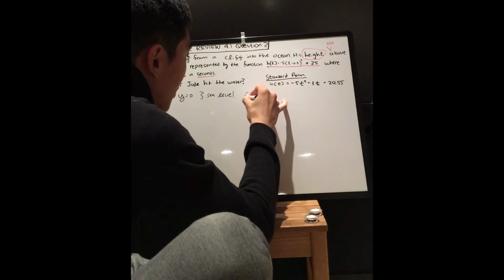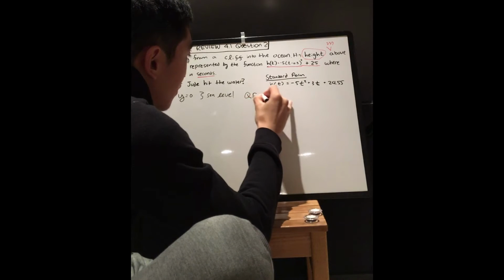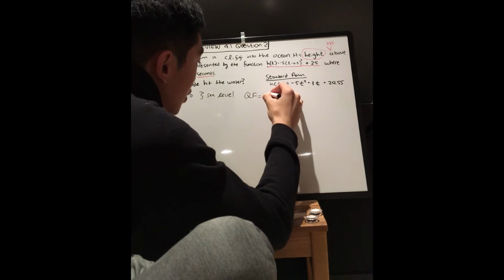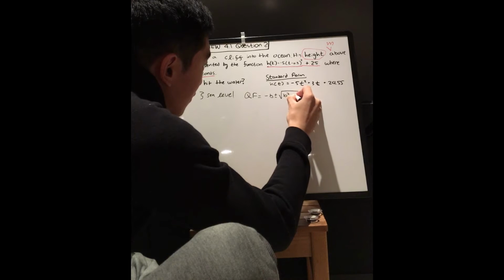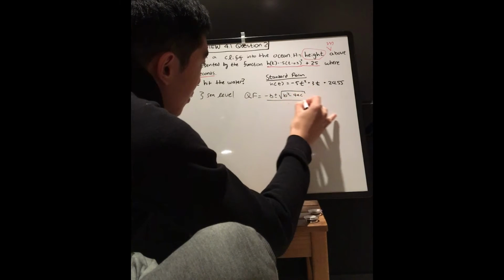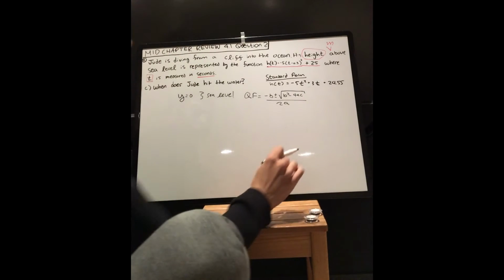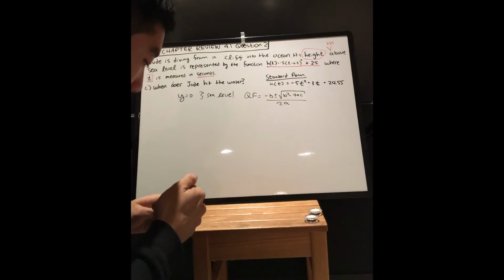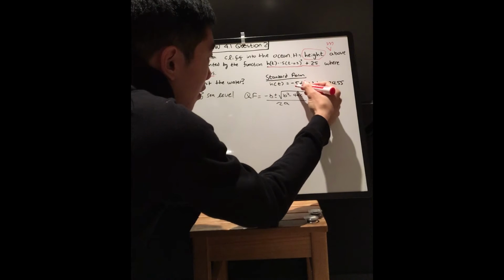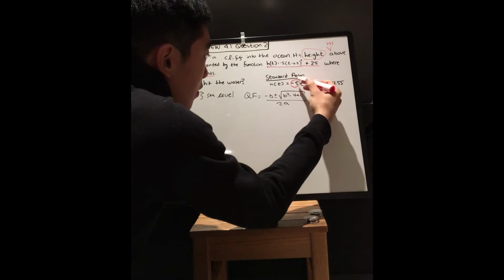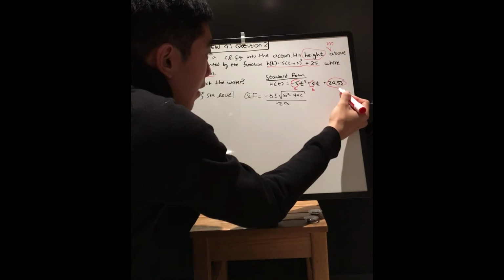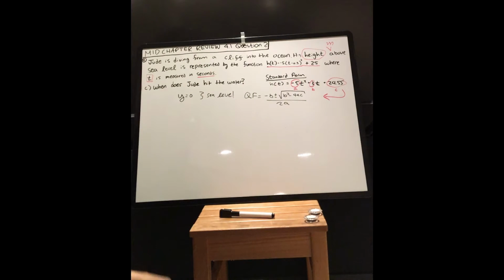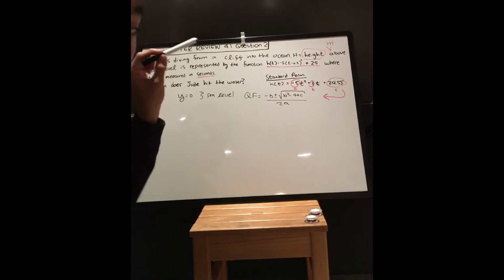we can use the quadratic formula, which I will label as QF, which is minus b plus or minus square root b squared minus 4ac divided by 2a. And the values for a, b, and c are -5 for a, 3 for b, and 24.55 for c. Using these three values, we're just going to insert into the quadratic formula to find the two x values when y equals 0, which is sea level.